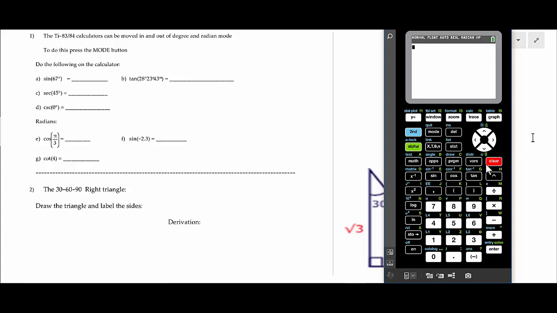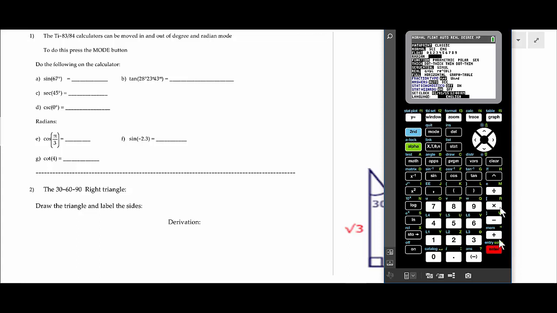First of all, always pay attention to the mode you're in. Okay, so remember, if you got your mode button, that allows you to go from radians to degrees. The first problems are all going to be in degree mode. So I'm going to take my calculator and put this in degree mode. You just highlight the degree and press enter unless you're already there.